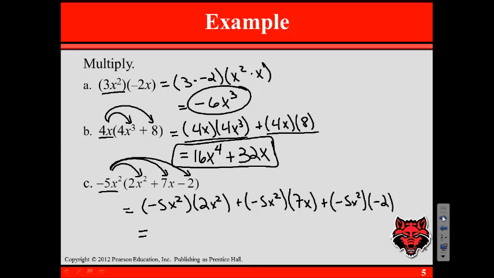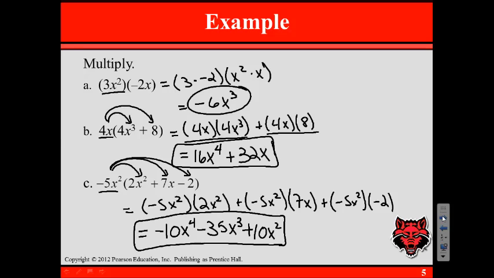Negative 5x squared times 2x squared. Negative 5 times 2 is negative 10. X squared times x squared is x to the 4th. In the next product, negative 5 times 7 is negative 35. X squared times x will become x cubed. Remember, we are adding the exponents. And in the last product, negative 5 times negative 2 is a positive 10, times x squared is just 10x squared. We have no like terms, so at this point we are finished.